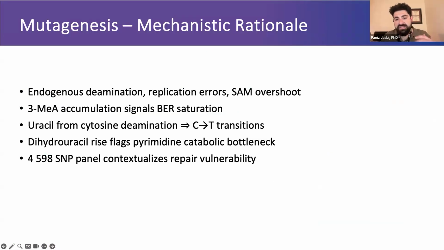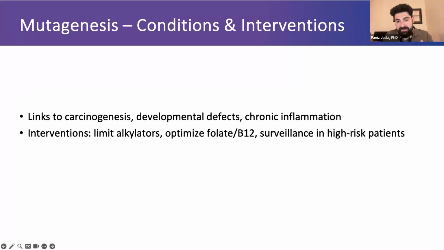So elevated mutagenesis scores correlate with higher cancer risk, developmental anomalies if germ cells are affected, and chronic inflammation from persistent DNA damage signaling. In this case, therapy would start with removing alkylator exposure. So these could be cigarettes or workplace solvents, while really ensuring that the one carbon nutrients like folate and B12 keep this BER humming.